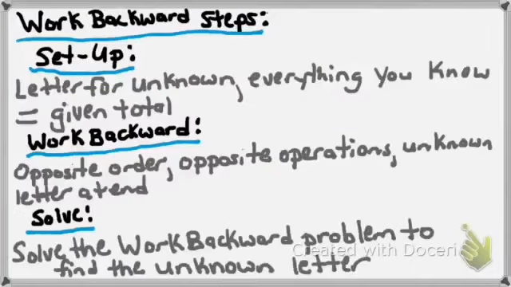As a review from previous chapters, here are the work backwards steps. First thing we do is the setup. So we find the letter for the unknown item, that goes first. You put everything else you know, whether it's adding, subtracting, whatever you need to do. Then you put an equal sign, and the given total goes after the equal sign. Once you have your setup, you'll work backwards. You'll go in the opposite order. You'll do the opposite operations, and the unknown letter will go at the end. Finally, last step is to solve. So you'll solve the work backward problem to find the unknown letter. And that's our work backward steps.